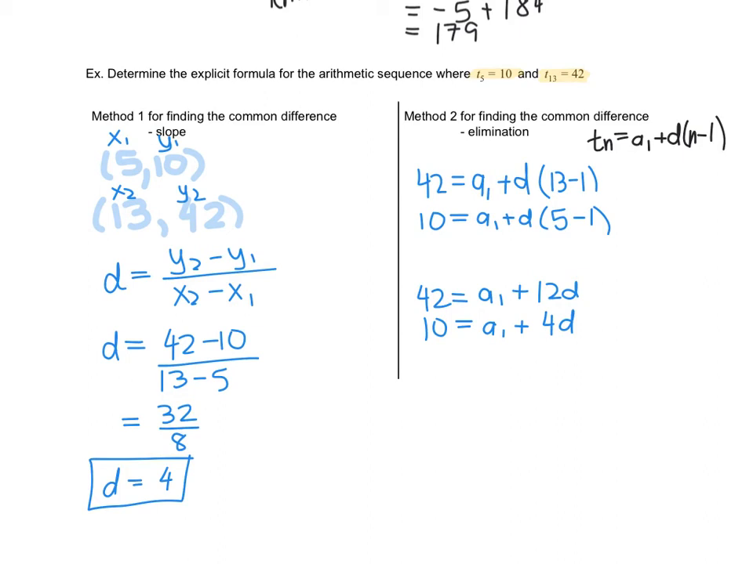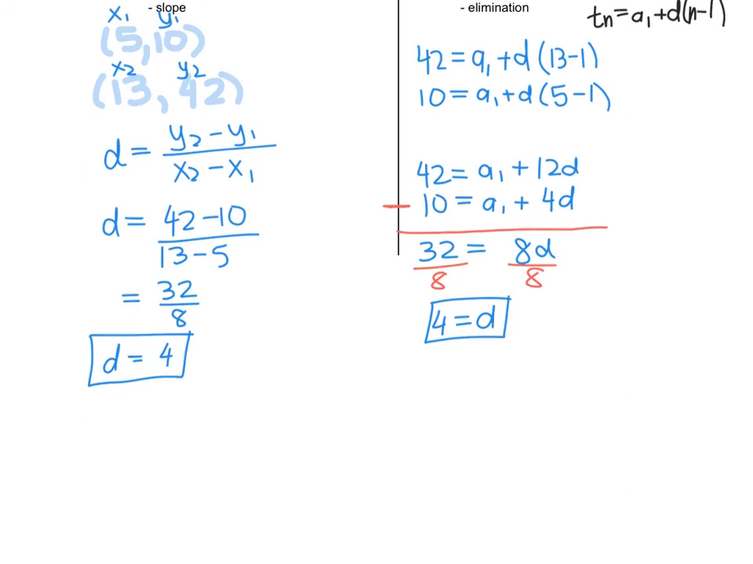And when I had a linear system in this nice setup, one method we could use to solve is elimination. So I noticed that my a1s both have a coefficient of 1, which means if I just subtract my two lines, a1 minus a1 is 0, and that variable is gone. So 42 minus 10 is 32. The a1s are gone. 12d minus 4d is 8d. And now I can quickly divide both sides by 8, and I get the exact same common difference of 4. So regardless of what method works for you, you'll get to the same common difference, and then we're back to the previous example.